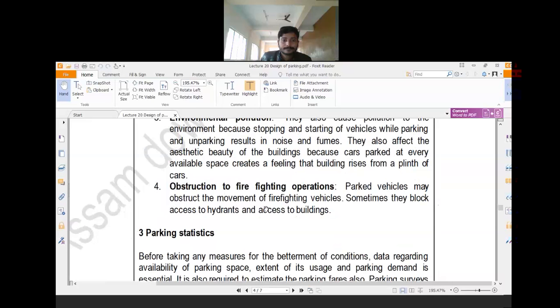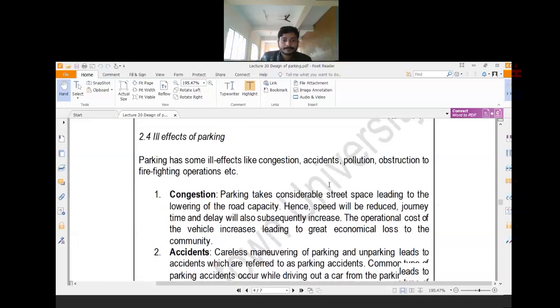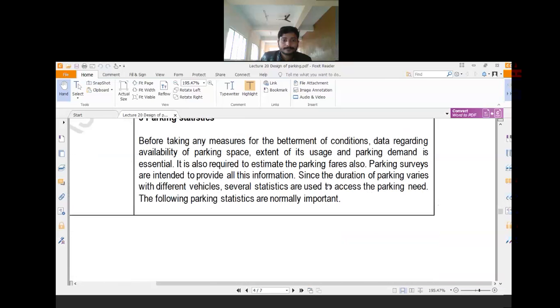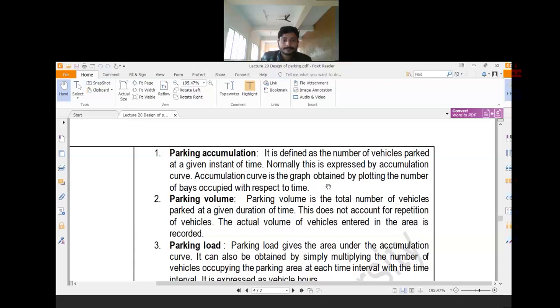Suppose you have parked your vehicles in such a way that it obstructs any firefighting operation, like you are obstructing the path of a vehicle going to a certain area where a fire has broken out. So in such cases, you are obstructing such operations. So these are all some ill effects of parking.